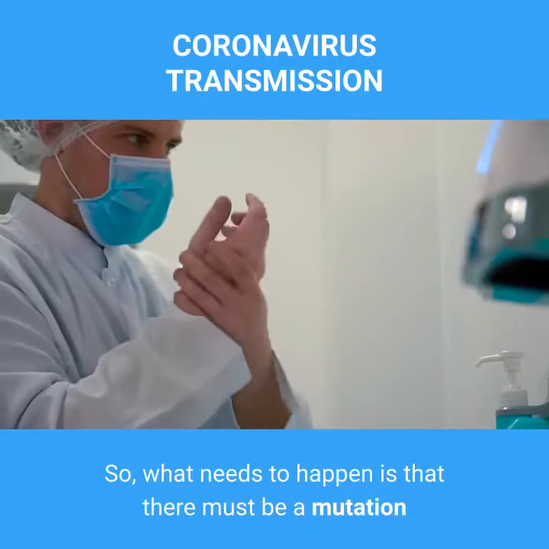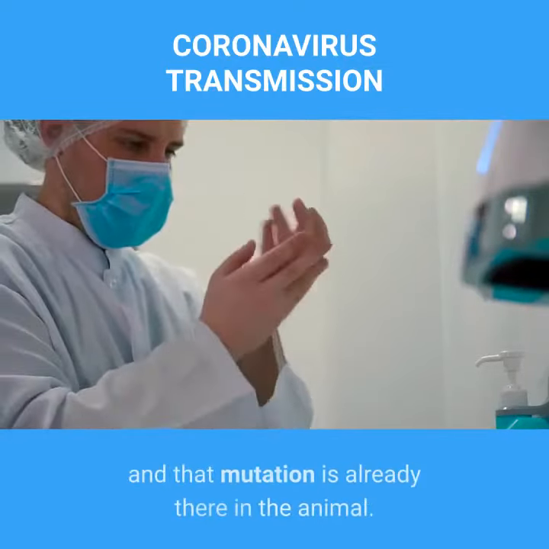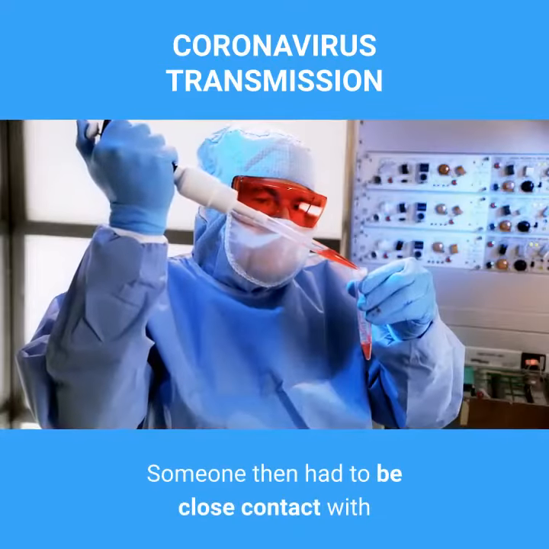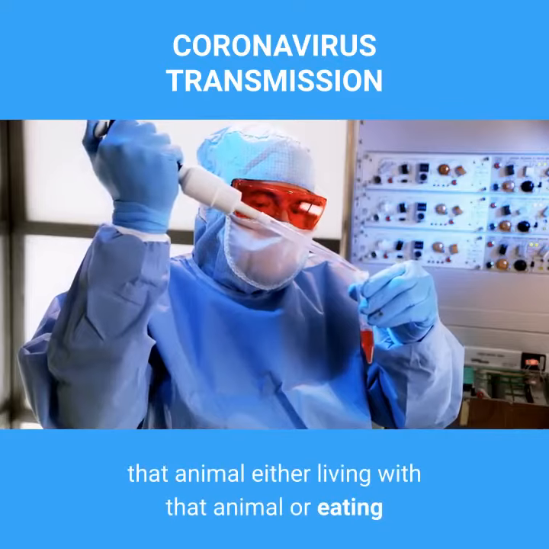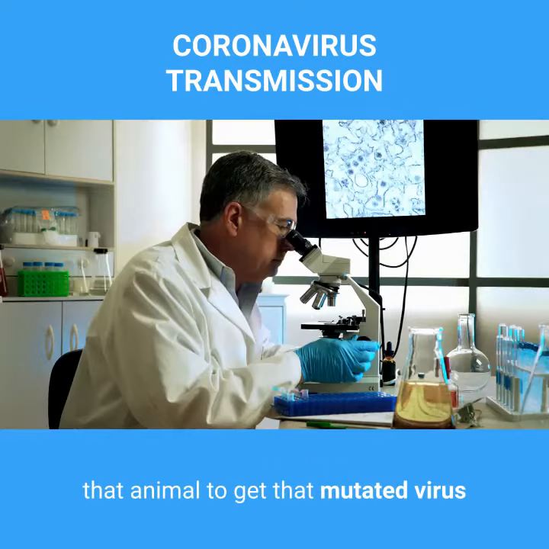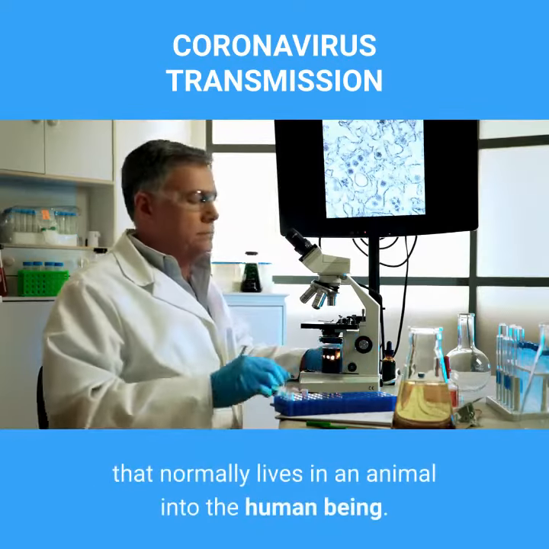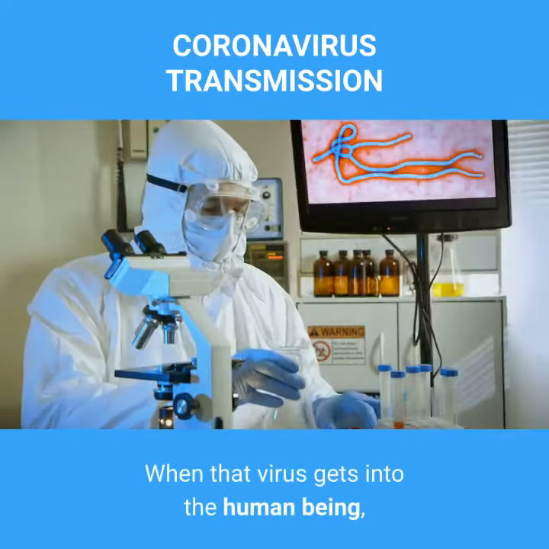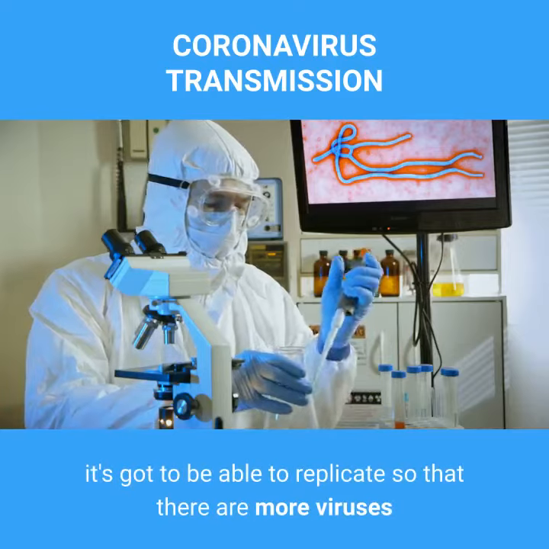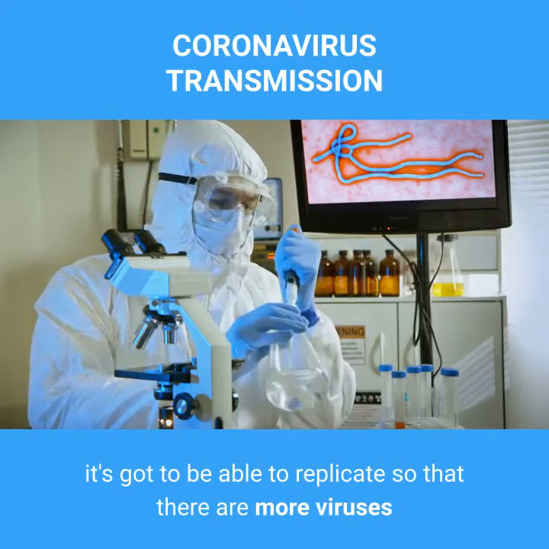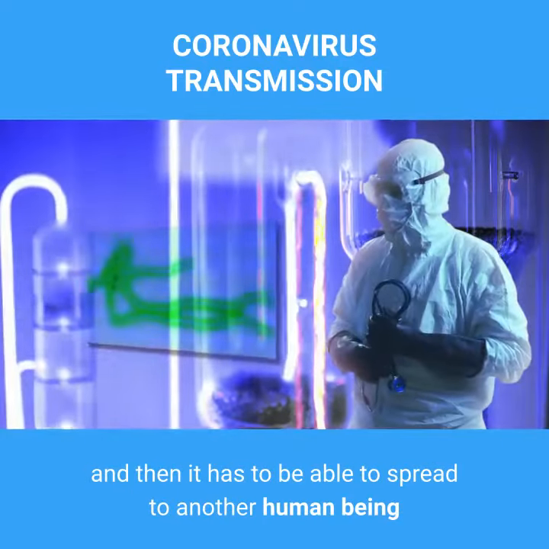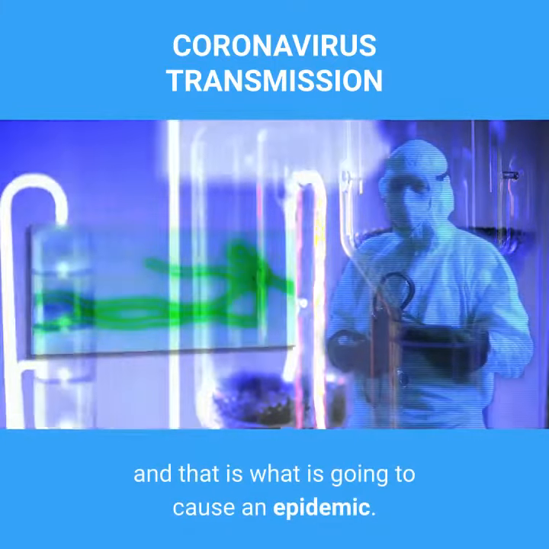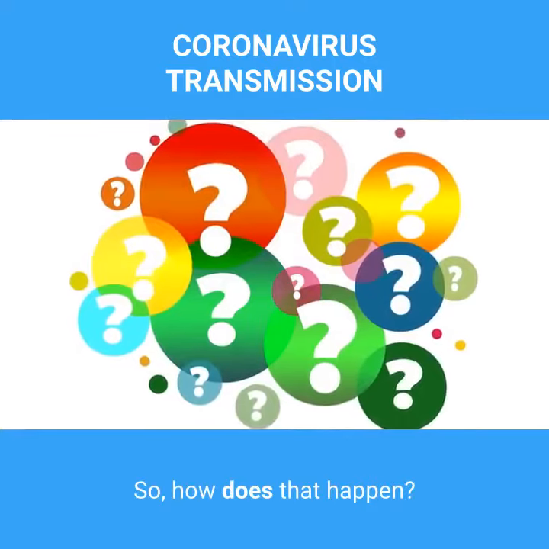So, what needs to happen is that there must be a mutation, and that mutation is already there in the animal. Someone then had to be in close contact with that animal, either living with that animal or eating that animal, to get that mutated virus that normally lives in an animal into the human being. When that virus gets into the human being, it's got to be able to replicate so that there are more viruses, and then it has to be able to spread to another human being, and that is what is going to cause an epidemic.